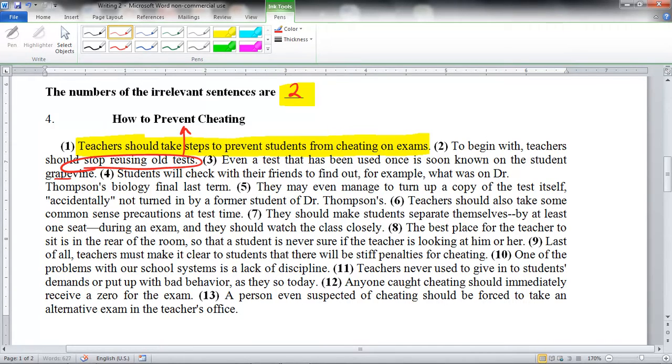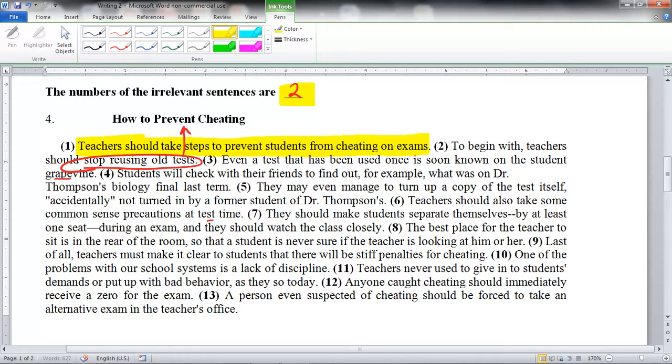Thompson's biology final exam last term. They may even manage to turn up a copy of the test itself, accidentally not turned in by a former student of Dr. Thompson's. Teachers should also take some common sense precautions at test time. They should make students separate themselves by at least 1 seat during an exam, and they should watch the class closely. The best place for a teacher to sit is in the rear of the room, so that a student is never sure if the teacher is looking at him or her.